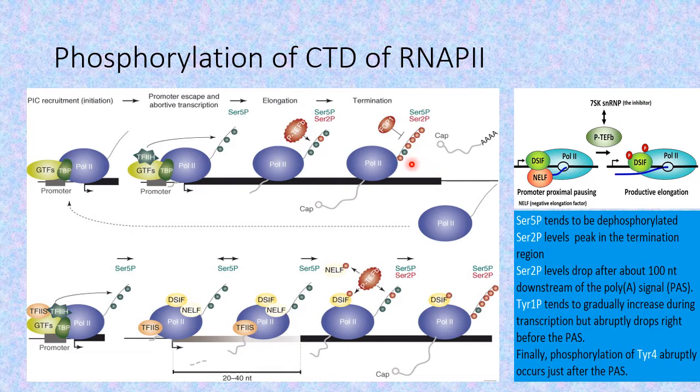So in this way, phosphorylation of serine and tyrosine at different residues is a dynamic process that takes place during the elongation, and as it nears this poly A signal, the phosphorylation signals that the poly A signal has arrived, and now the transcript has to be truncated.